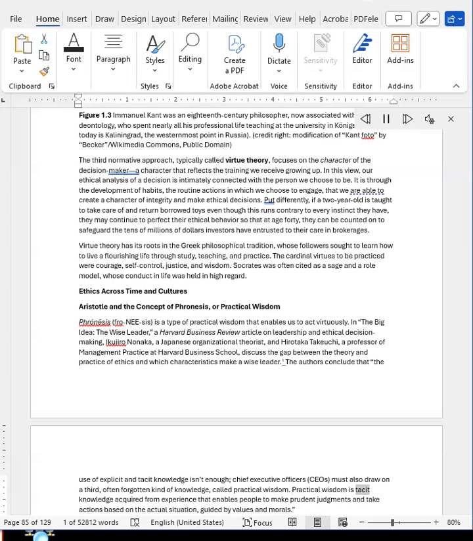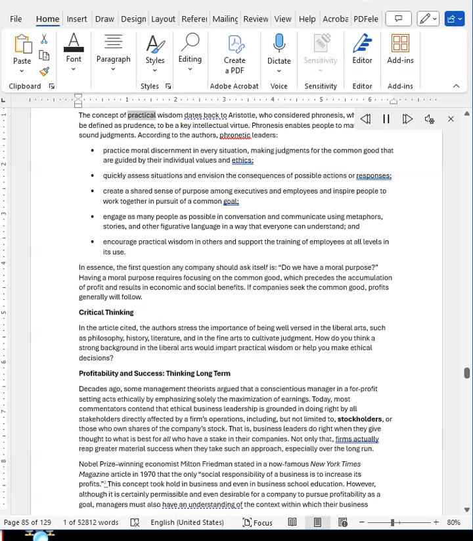Practical wisdom is tacit knowledge acquired from experience that enables people to make prudent judgments and take actions based on the actual situation, guided by values and morals. The concept of practical wisdom dates back to Aristotle, who considered phronesis, which can also be defined as prudence, to be a key intellectual virtue. Phronesis enables people to make ethically sound judgments.